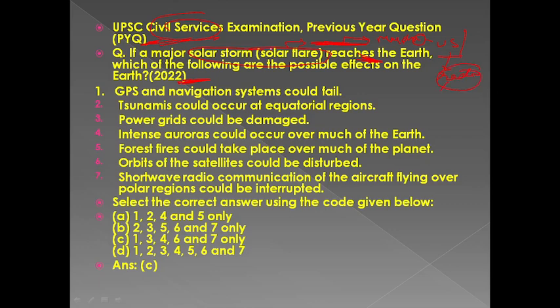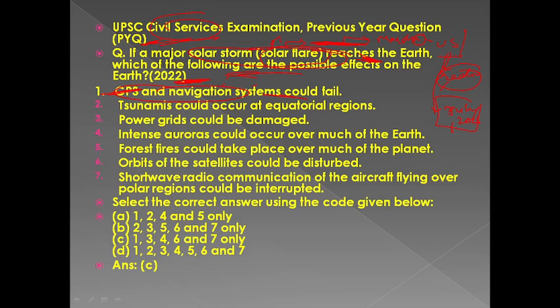So here the question was already asked. Actually, this happened recently in the US in July 2023. In July 2023, due to a solar flare, some radio communications were disrupted in the US. But this question was asked in the July 2022 paper itself. You see what happens when solar flares reach the earth. What are the possible effects? One, the GPS navigation system could fail. Yes, we know that the GPS navigation system can fail.